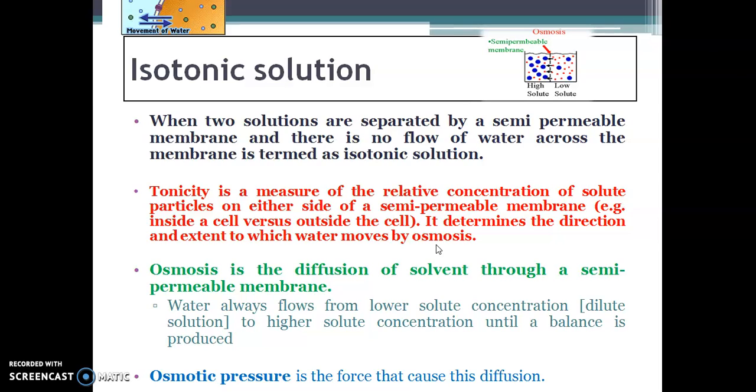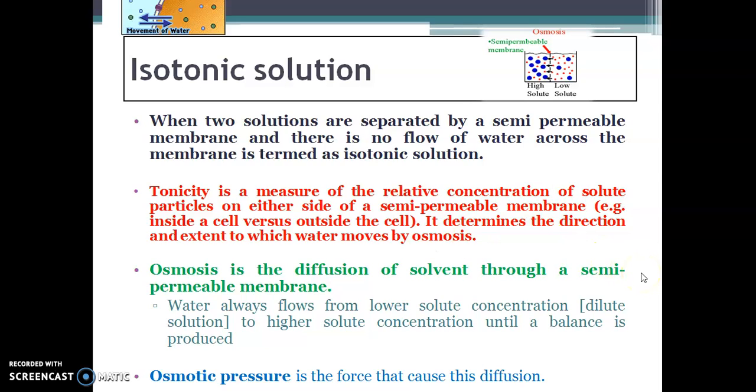Now, we have to discuss a little bit about osmosis. Osmosis is simply the diffusion of solvent through the semi-permeable membrane, such that water always flows from lower solute concentration to higher solute concentration until a balance is produced. It means the movement from a region of lower concentration to a region of higher concentration until equilibrium is produced, and that is known as osmosis.